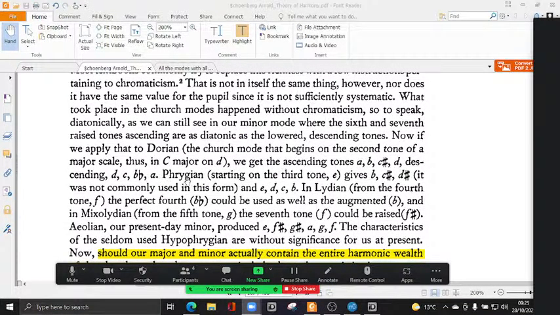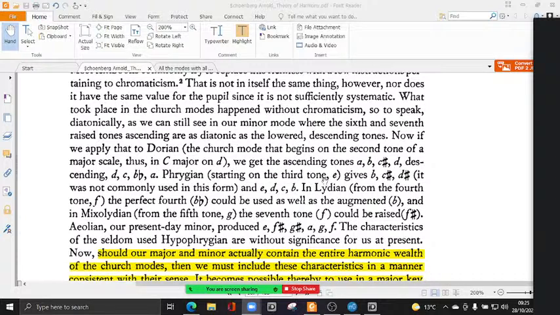He says, in the Phrygian, starting on the third tone, gives us B, C sharp. So B is the fifth degree, right? C sharp, the sixth, D sharp, the seventh, and then E naturally. It was not commonly used in this form, the Phrygian. The Phrygian is a kind of an exception. So in descending will be E, D, C, B. So the first degree, the seventh, the sixth, and the fifth going down.